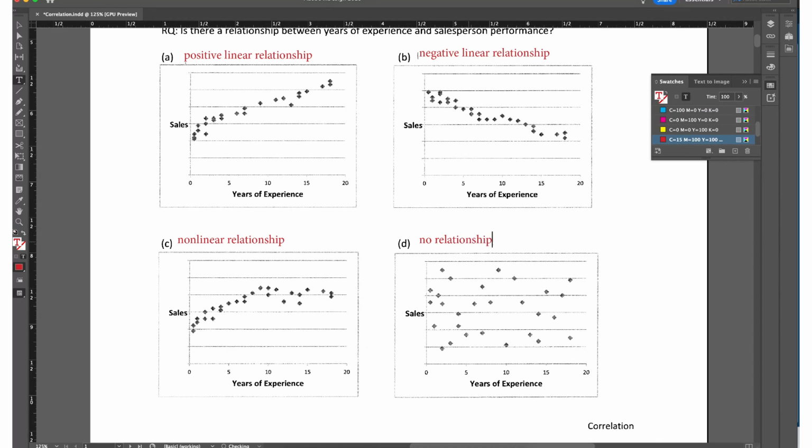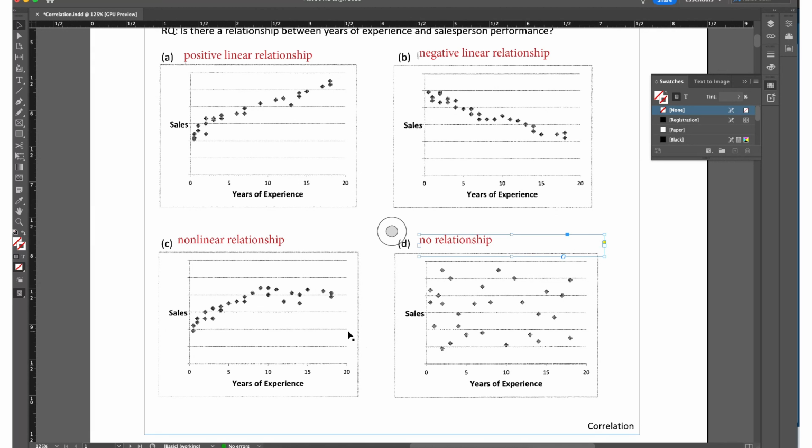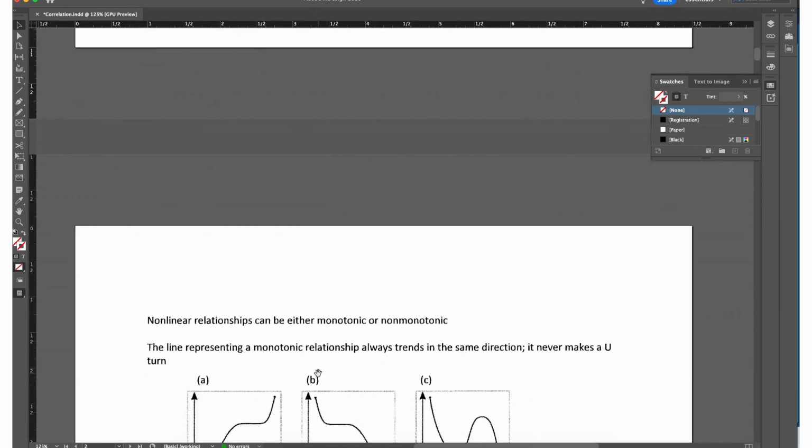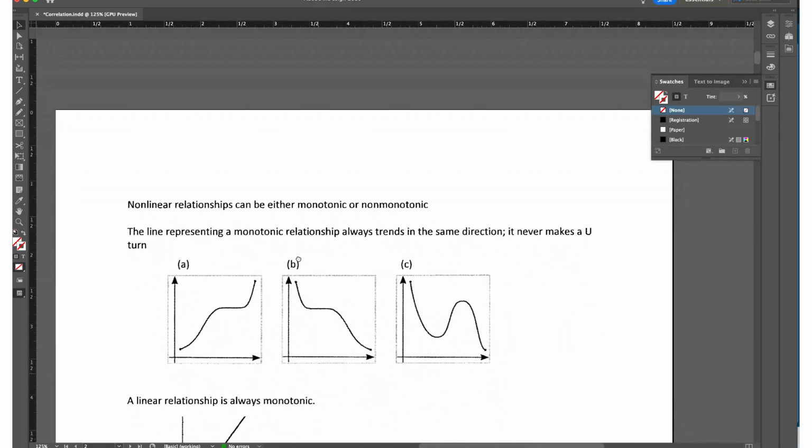Now, going back to nonlinear relationships, or actually I'm getting ahead of myself. When it comes to correlation, we usually think about linear relationships. All right, so now let's go back to this concept of non-linear relationships. Non-linear relationships can be either monotonic or non-monotonic. The line representing a monotonic relationship always trends in the same direction. It never makes a U-turn.